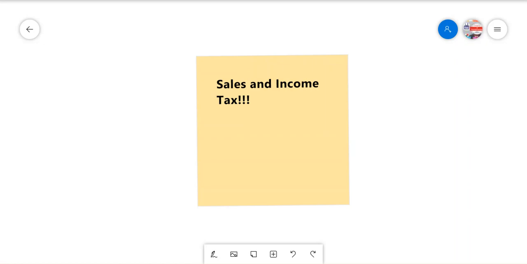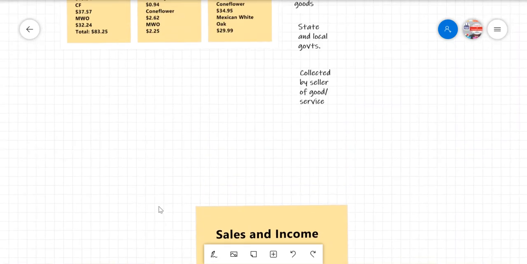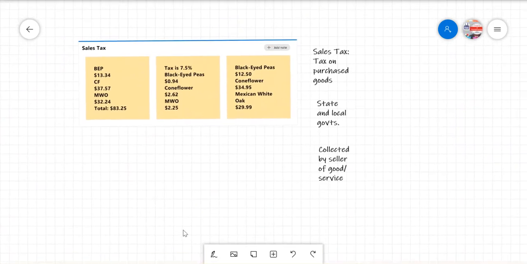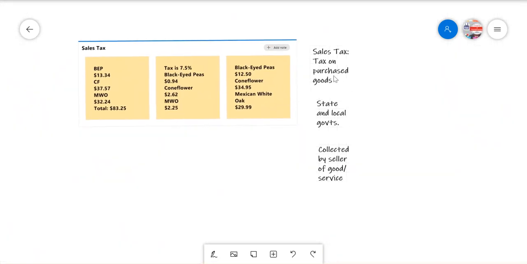Let's start with sales tax. Sales tax is tax on purchased goods. The tax rates vary by state and local governments and are also collected by them. They are collected by them via the seller of the good or service. Almost all the states have sales tax.